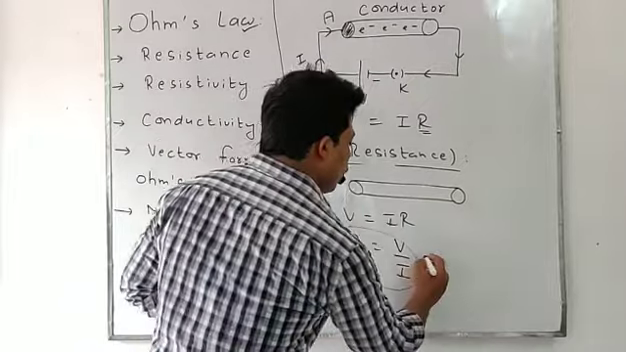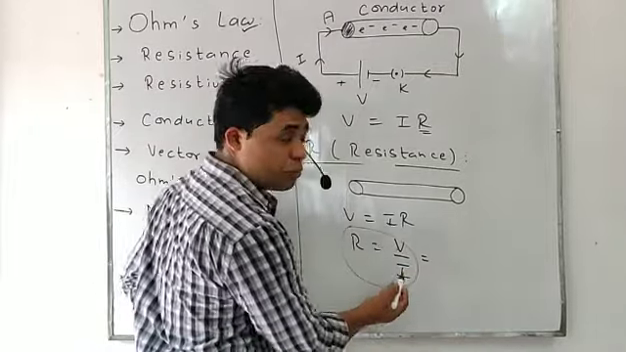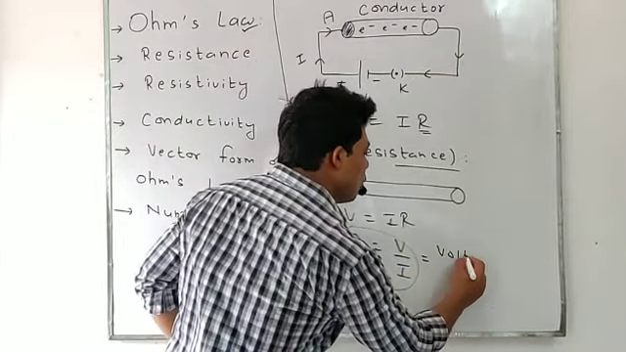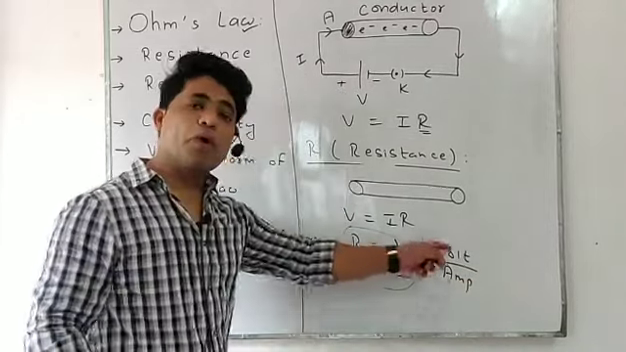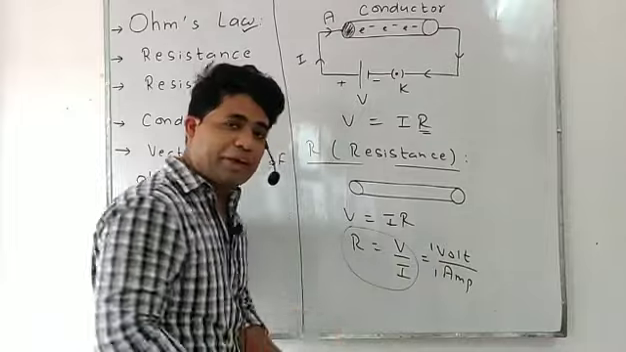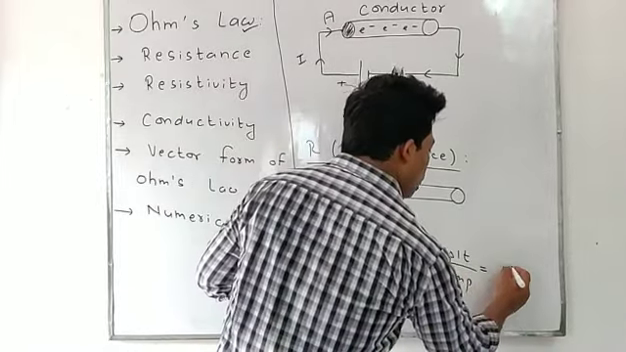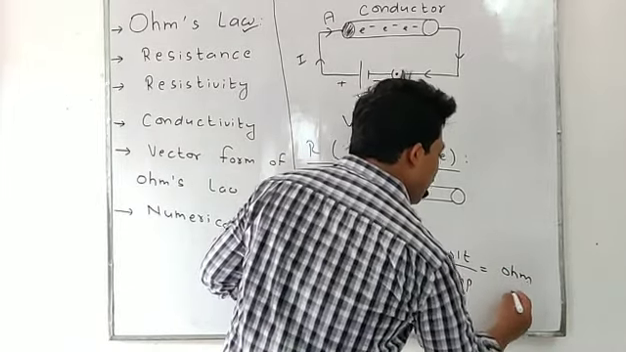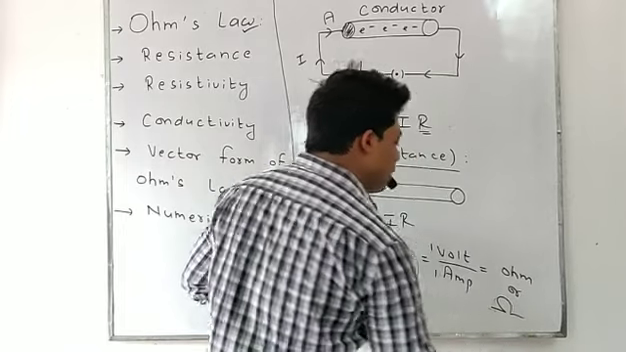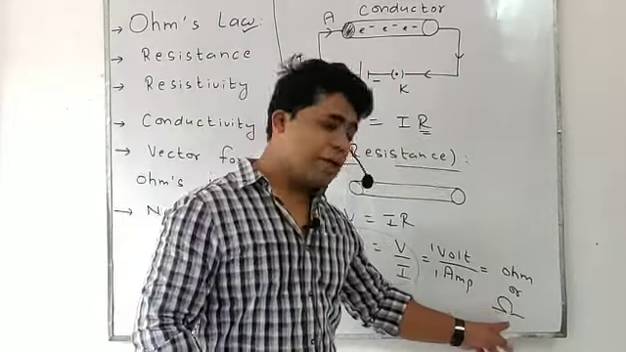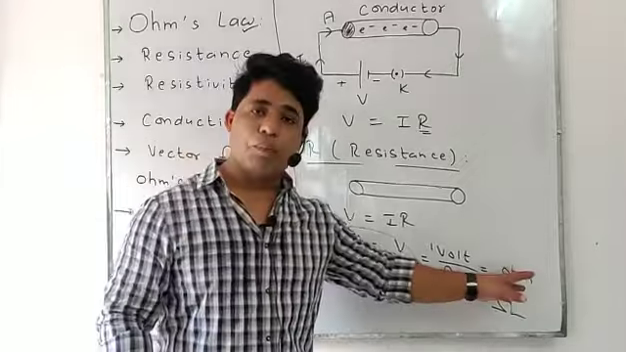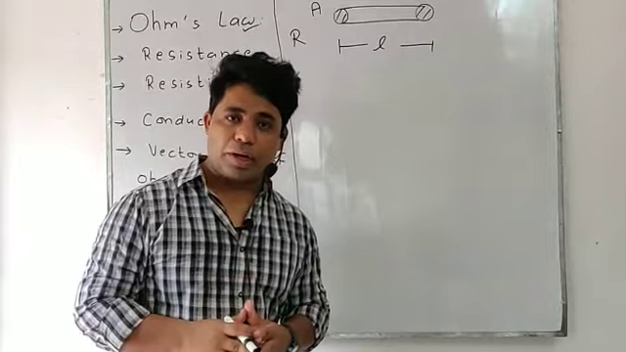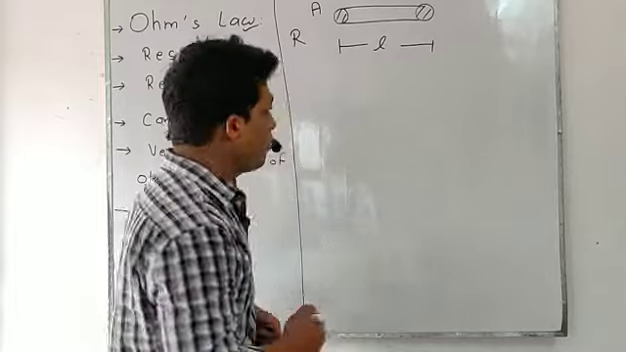Okay students, now what should be its unit? Potential has unit volt and current has unit ampere, and 1 volt by 1 ampere we can write as ohm. That is the name of a scientist. Either we can write ohm, or we can make this symbol. On behalf of the name of the scientist, the unit of resistance is what? Ohm. Okay.